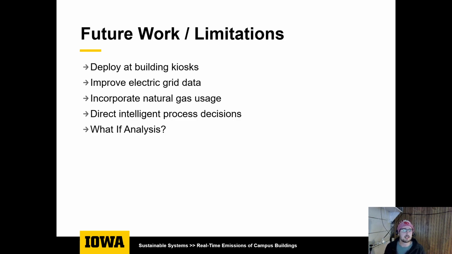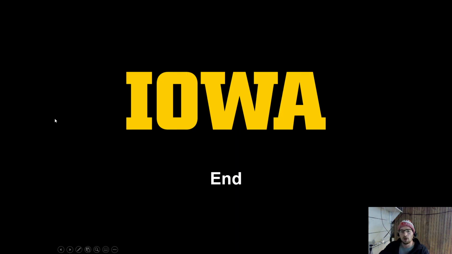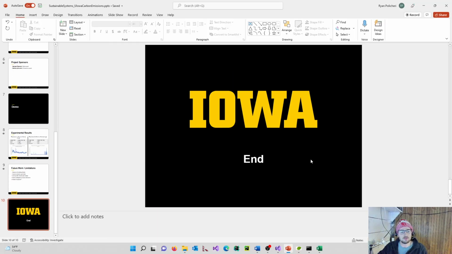If you want to get really fancy with it, possibly you could do machine learning as well, where you say, given a set of models and a certain amount of budget, what set of models is going to reduce the carbon emissions of campus the most? So there's a lot that can be done with this what-if analysis when you have this kind of system in place. Okay, so that's the end of the presentation.